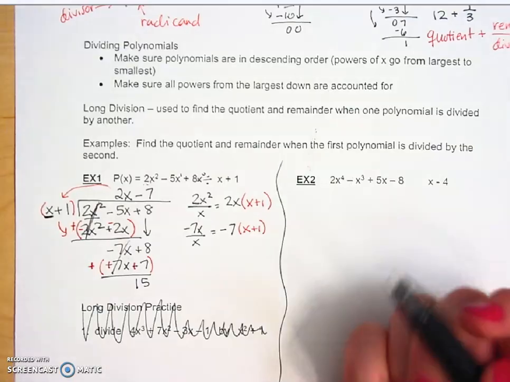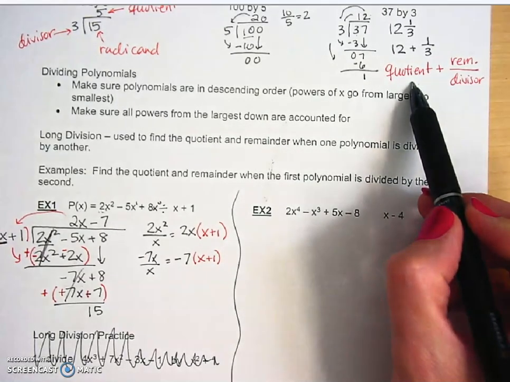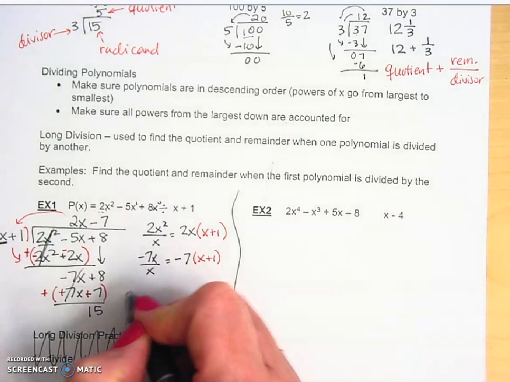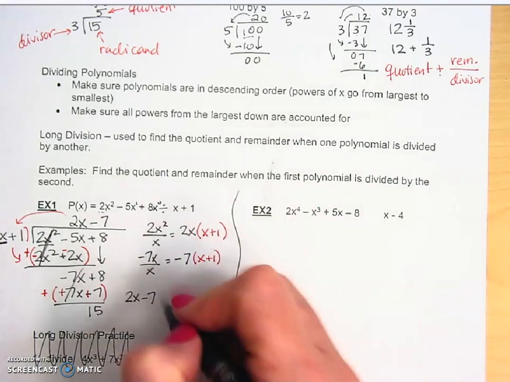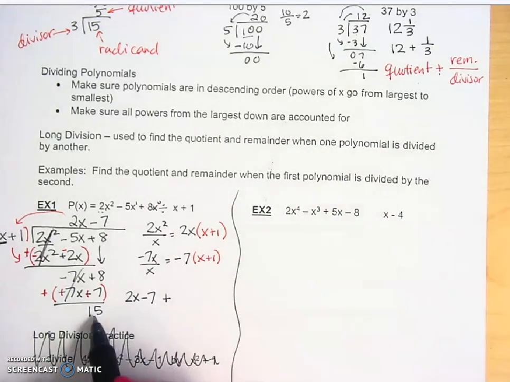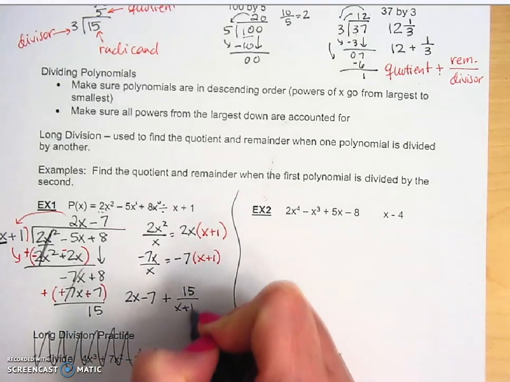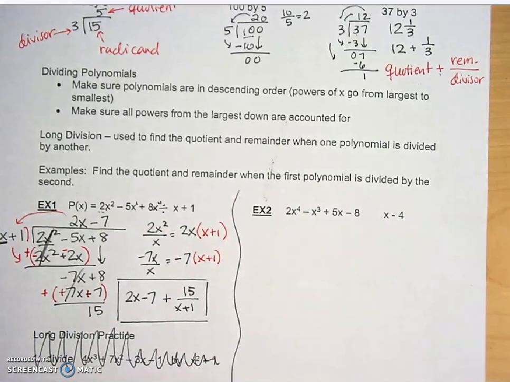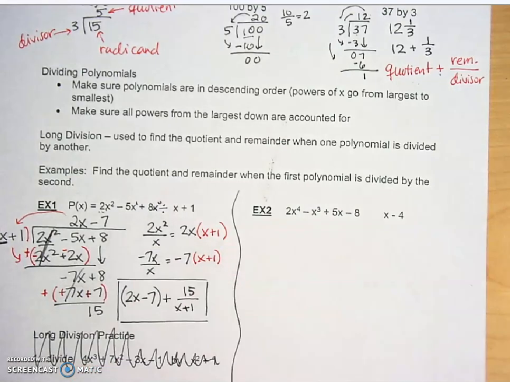So the 15 is my remainder, so I'm going to write my answer in this form. The quotient first, my quotient was the 2x minus 7, and then plus the remainder over the divisor. The remainder is 15, the divisor is x plus 1. And you could put 2x minus 7 in parentheses if you wanted to also.